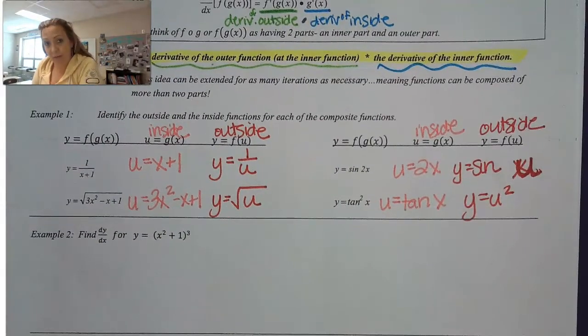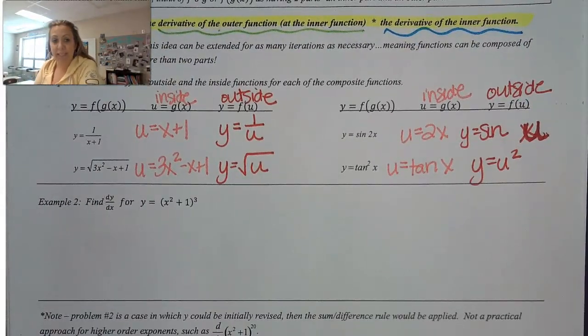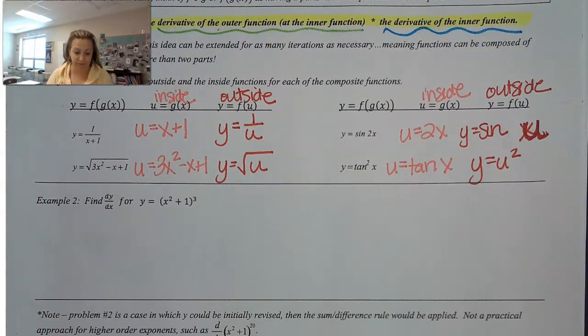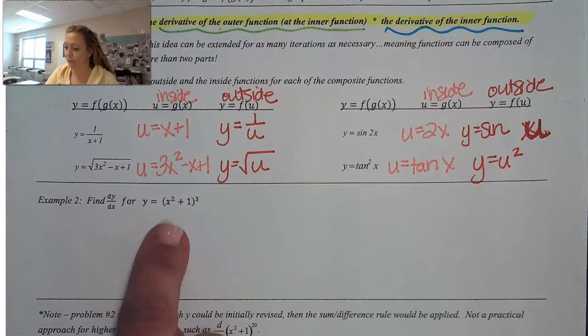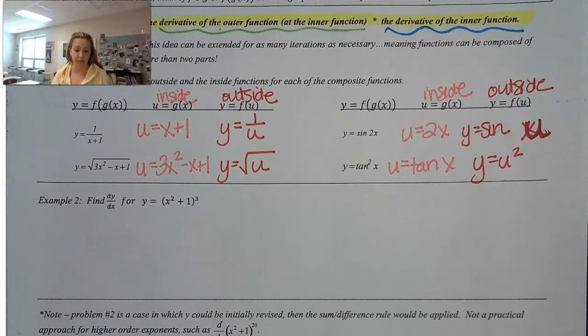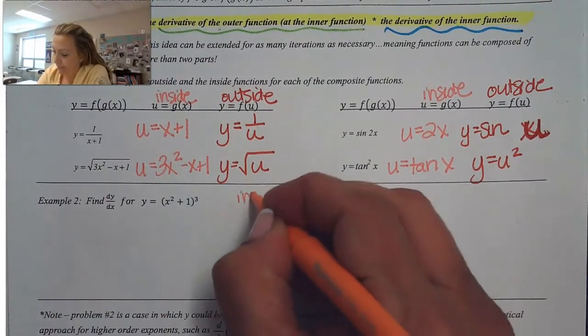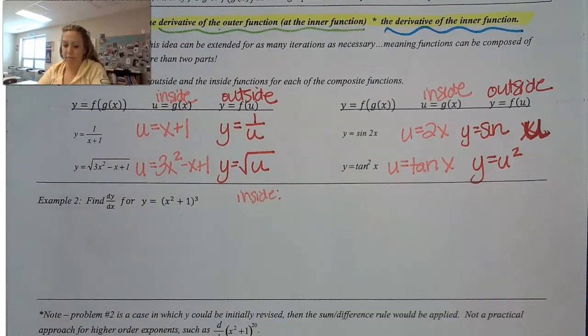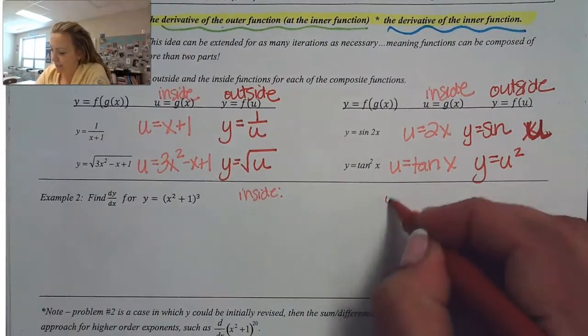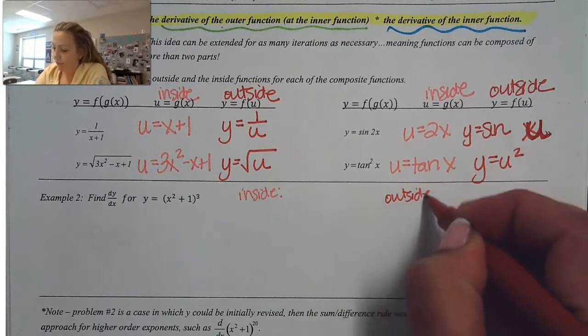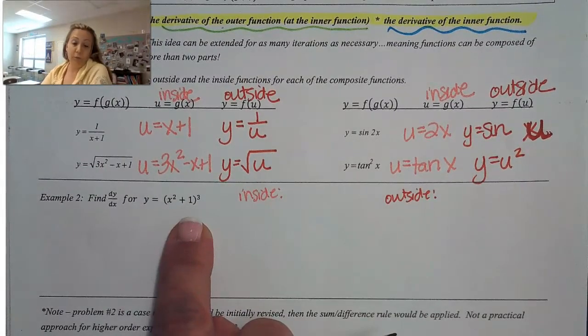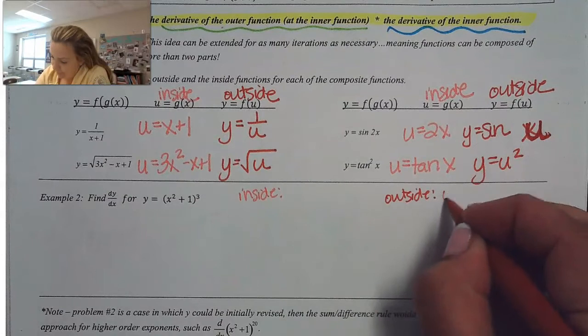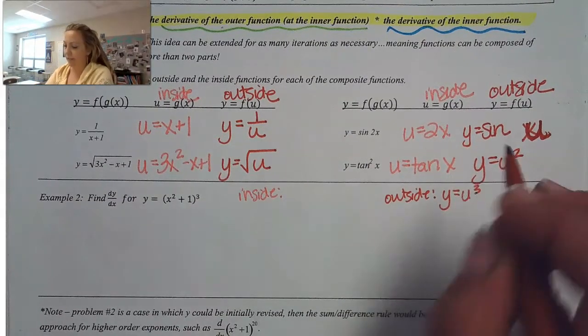So now that we've had a little practice with inside and outside functions, let's actually find the derivative. Let's find dy dx for y equals x squared plus 1, that quantity cubed. Well, if we want to think about our inside versus our outside function, you guys will have to tell me which one you think is easiest to see. Maybe it depends. For me, I see that I have something cubed. So my outside function, I'm going to think about as u cubed.